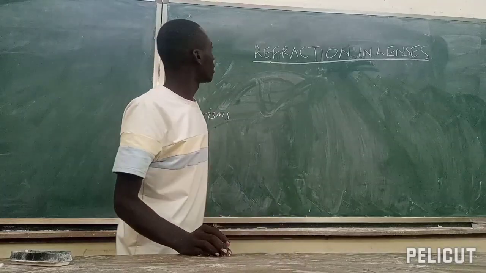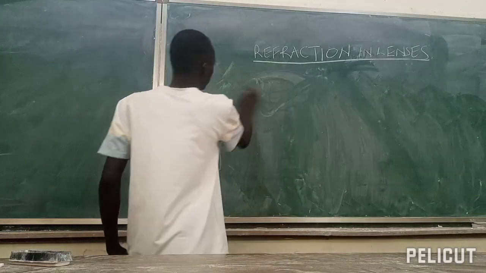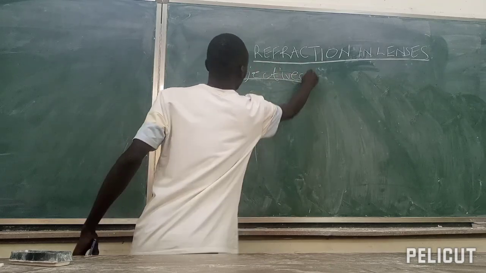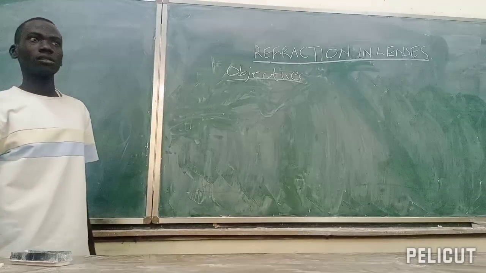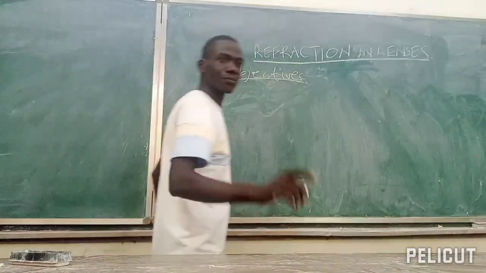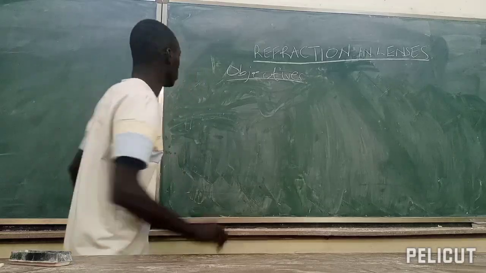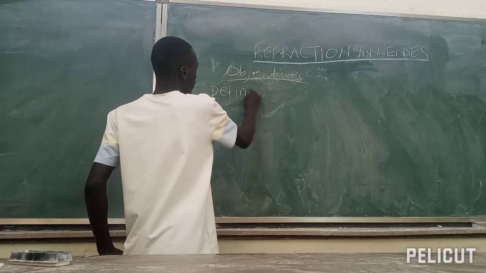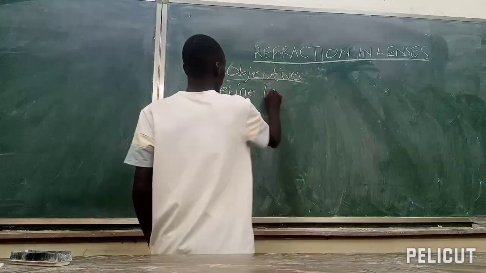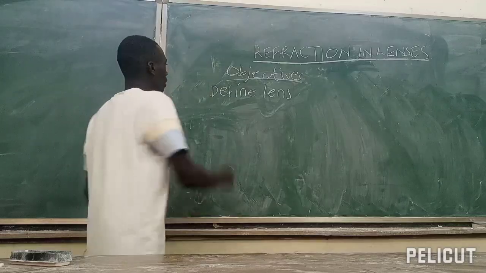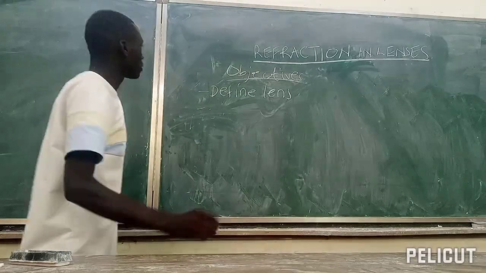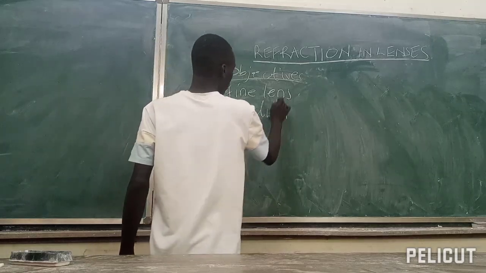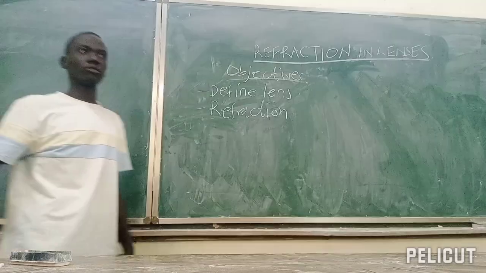But before we start our lesson, we need to see what objective we need in this lesson today. What are the objectives, the learning outcomes we need? One of the major objectives should be knowing how to define what? A lens. After knowing the definition of the lens, then also refraction itself as a process. So we know what the word refraction means. Okay?